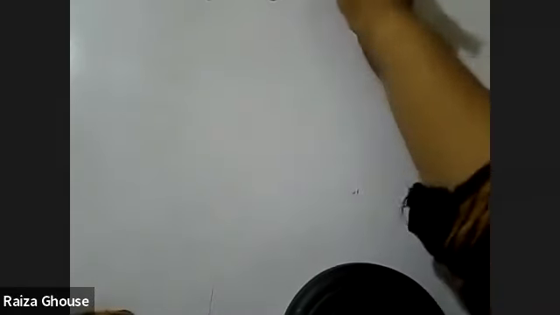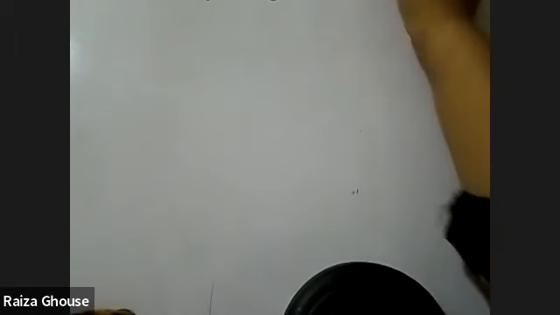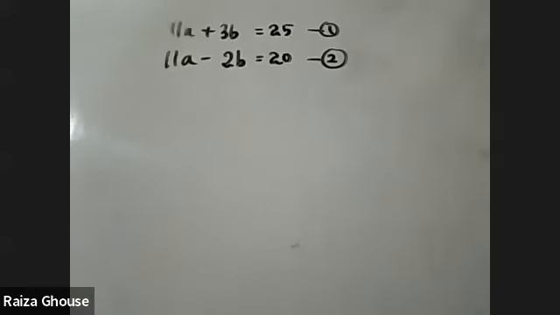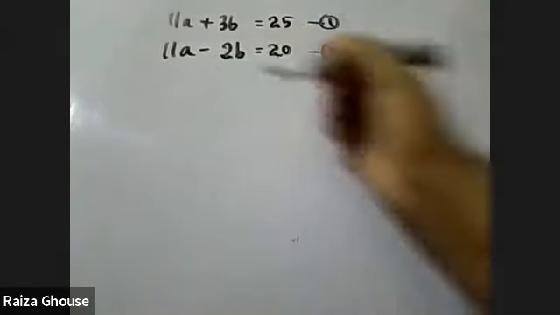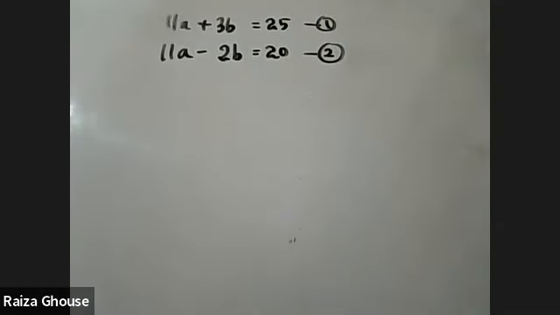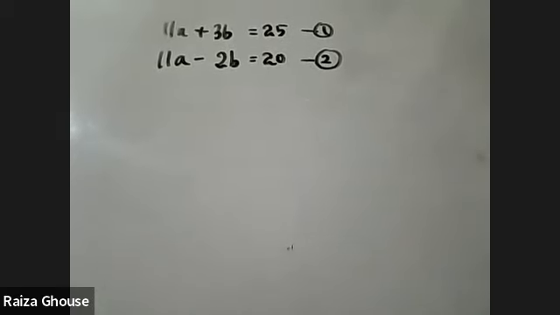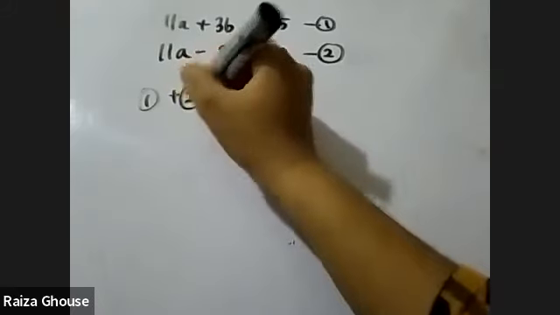11a plus 3b equals 25 and 11a minus 2b equals 20. First equation and second equation. Miss, we can't see the question. Okay. What is the answer, Azima? What did you get for a and b? You have to add the equations or subtract the equations. Add. Very good. Different symbols means you have to add the first and second equation.